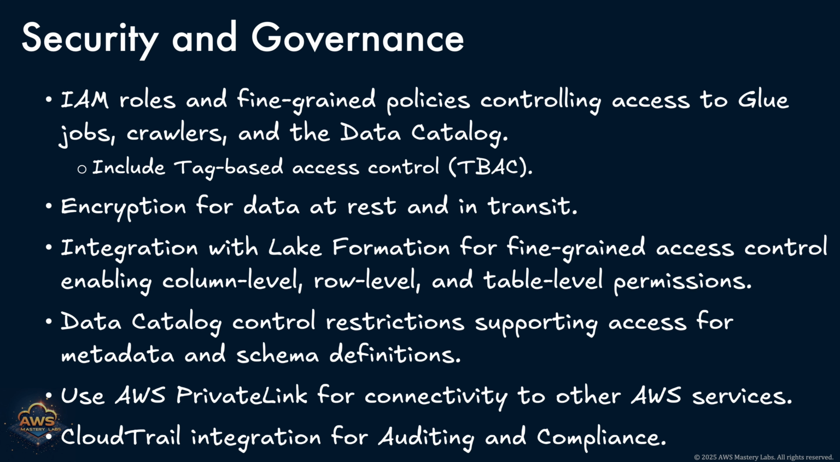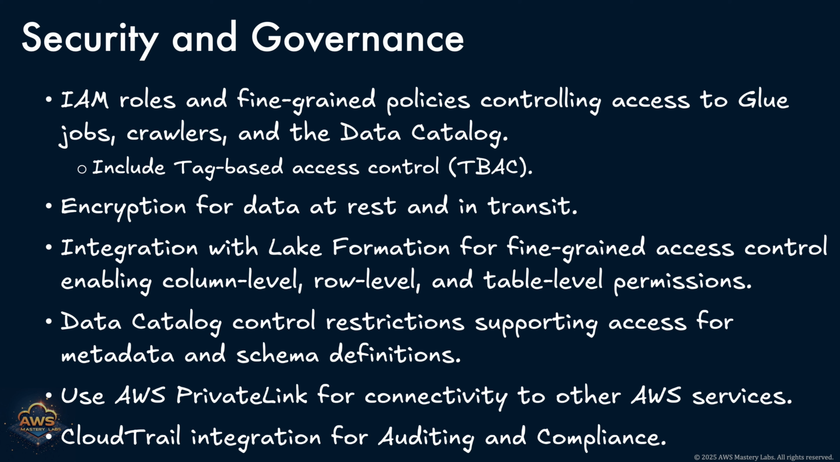Security and governance are foundational pillars when working with data at scale, and AWS Glue provides a comprehensive set of tools to enforce them effectively. First, IAM roles and fine-grained policies allow you to tightly control who can access Glue jobs, crawlers, and the data catalog. You can restrict permissions at the resource level, ensuring only the right users and roles can perform specific operations. And to further streamline permissions, you can use tag-based access control, which lets you manage access using tags, such as environment, project, or business unit, rather than hard-coded policies.